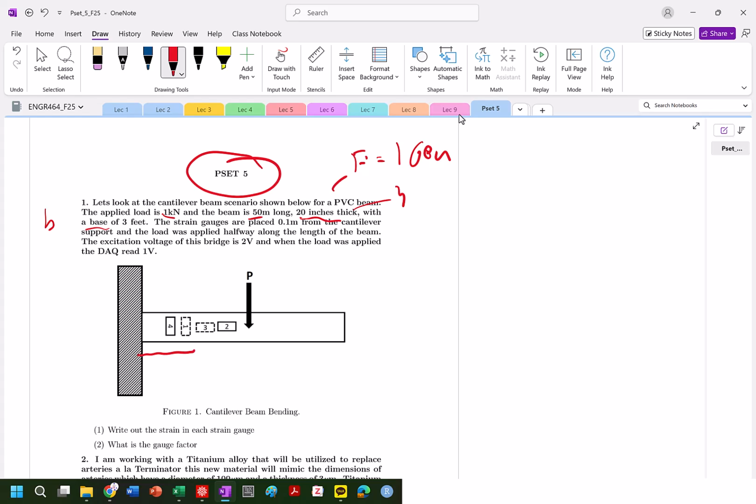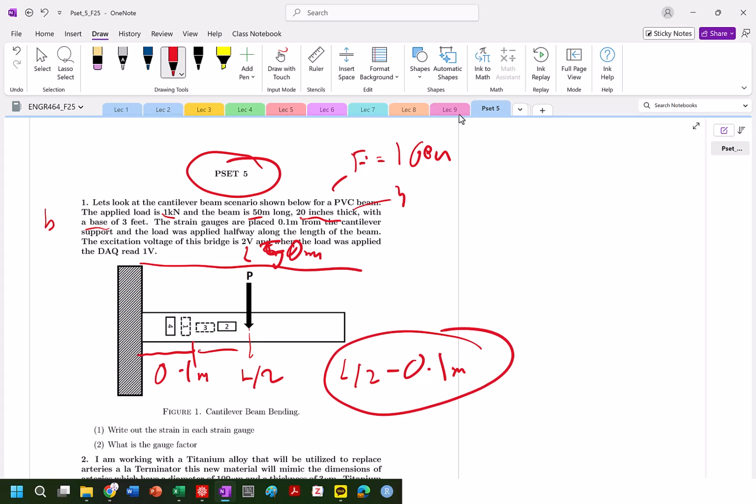So here to here is 0.1 meters. The total length of this is equal to 50 meters. The load is applied halfway from the length of the beam, so this is basically at L over 2. So my distance between where the load is applied and where the strain gauges are is just going to be L divided by 2 minus 0.1 meters. So we'll have to figure that out. That is equal to our D.